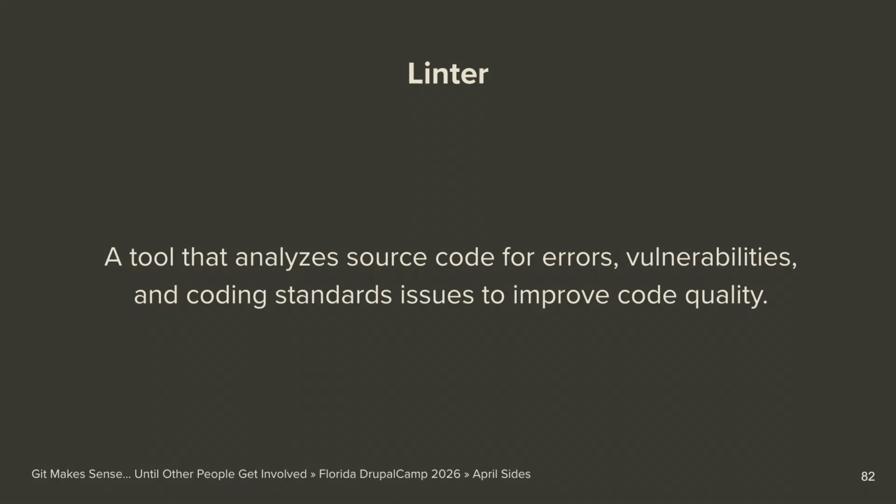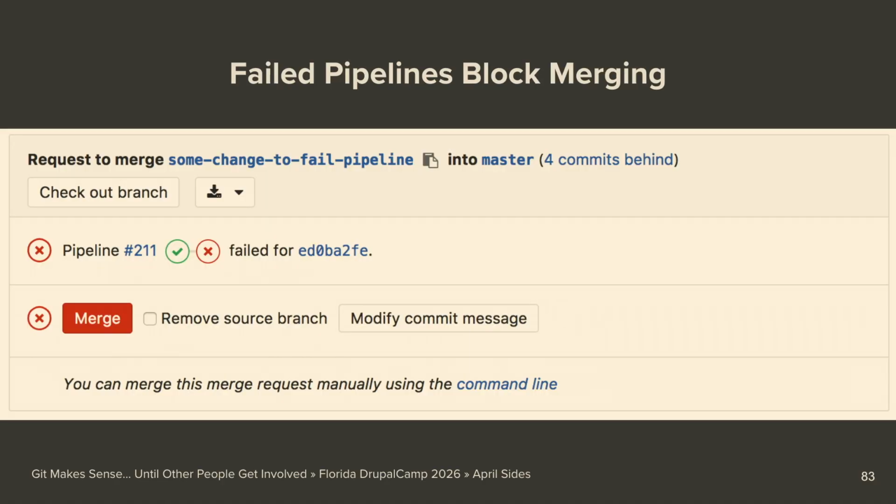So linters are just a tool that analyzes the source code for errors, vulnerabilities, and coding standard issues to improve your code quality. You can have these running on your local machine, but for the consistency of everybody in the team using the same tool, you can have those run on the merge requests and be like, this pipeline failed, so you need to fix something before this can merge. Those sorts of things are great in using merge request workflow. And they can block the merges or the deployments, however you want to configure it.